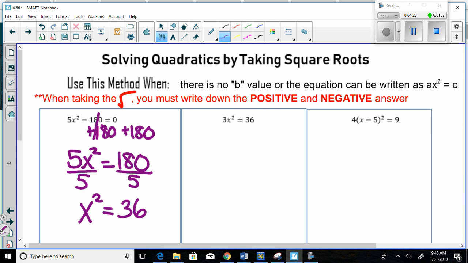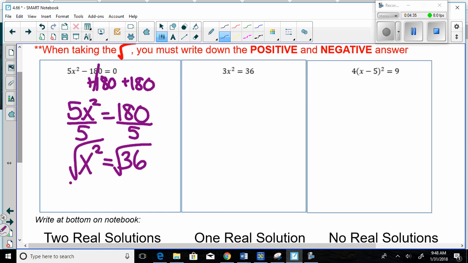Last thing, Gabby, how do I undo a square? Square root. What is the square root of 36? 6. And? Beautiful. So x equals 6, and x also equals negative 6. Those are your 2 x-intercepts. So you get x is 6, so you do 6 comma 0, and negative 6 comma 0.